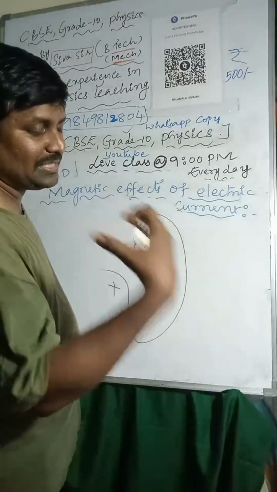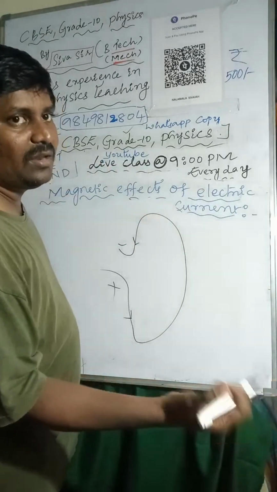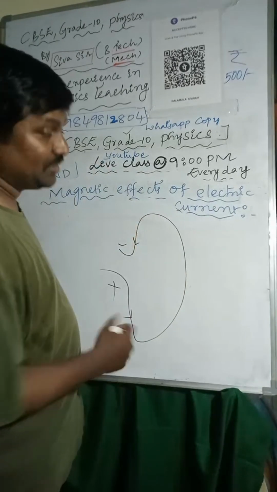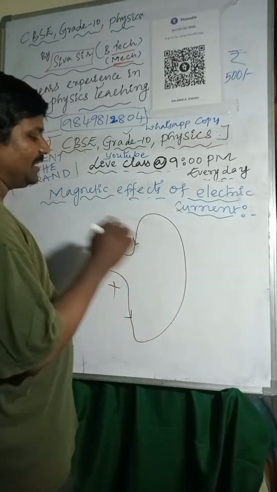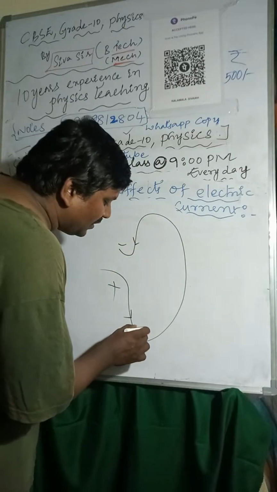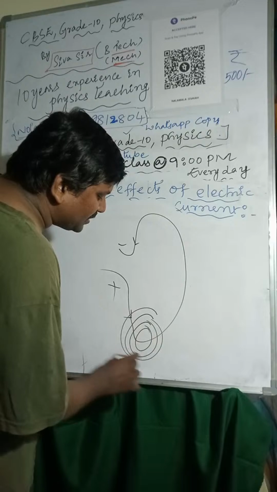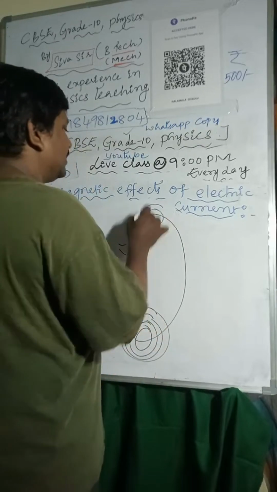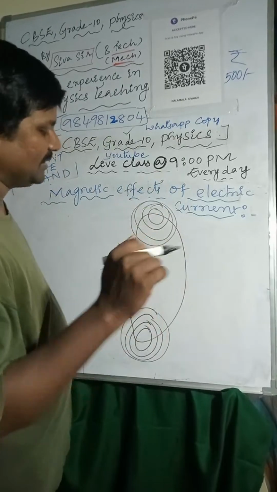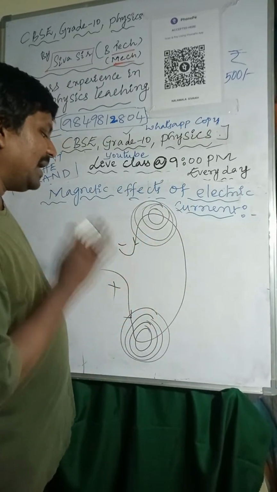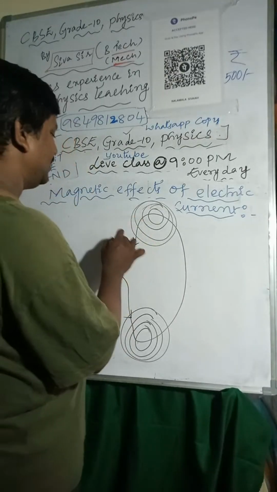It produces the magnetic field. It behaves as a magnet. So that is called an electromagnet. So if the current is passing like this, around this place, sir, I have one question. What is that question? Sir, will the magnetic field be more at the circumference or in the middle?